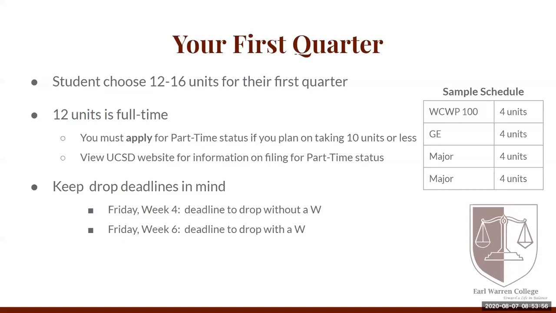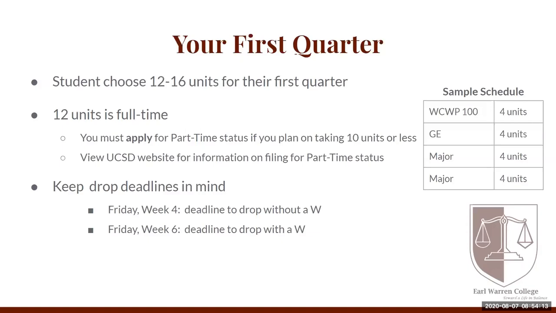12 units is considered full-time, and all students are expected to be enrolled in at least 12 units each quarter, unless they've applied for and were approved for part-time status. You can access the part-time online application on Triton.